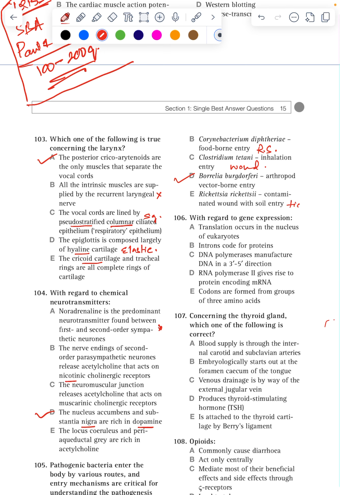It is through ticks. With regard to gene expression: translation occurs in the nucleus of eukaryotes. What is gene expression? DNA polymerase manufacture. So it is RNA polymerase II that gives rise to protein-encoding mRNA. How is this? In prokaryotes, transcription and translation occur in the cytoplasm. Translation occurs in the nucleus? It is not in the nucleus, it is in the cytoplasm. Introns code for proteins?